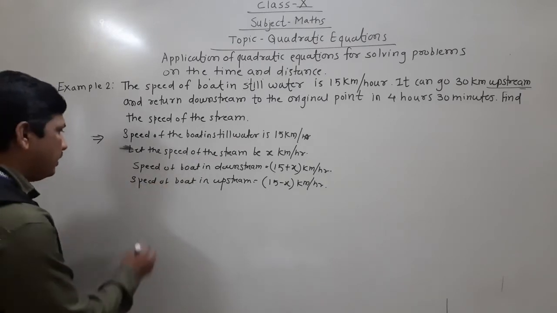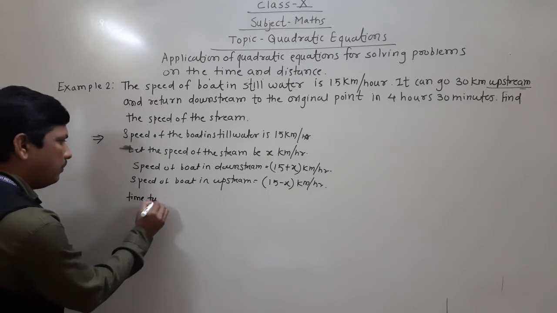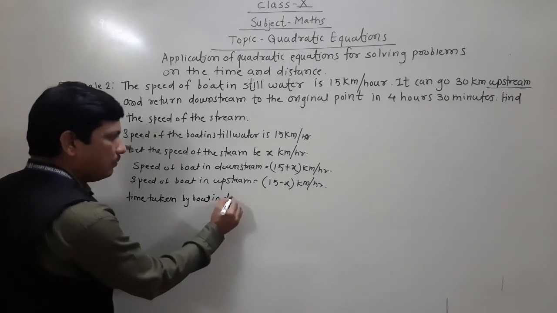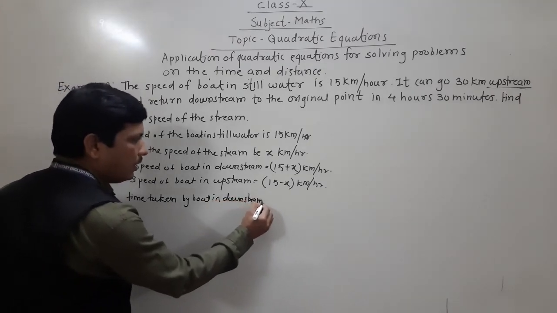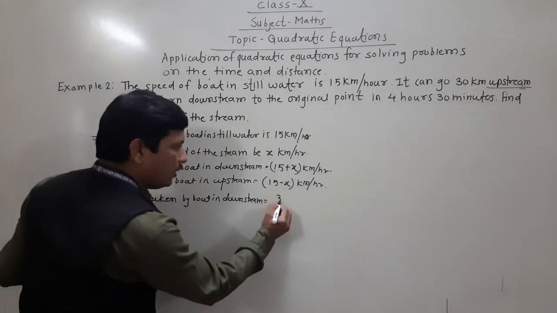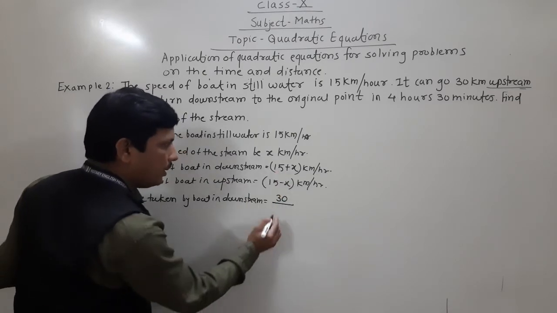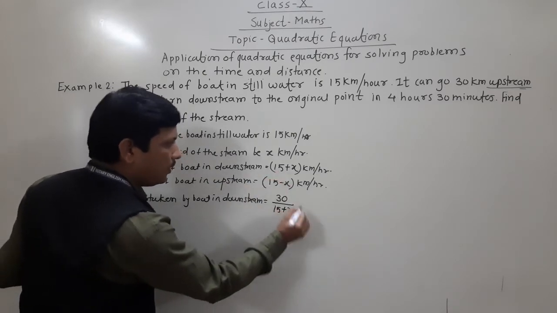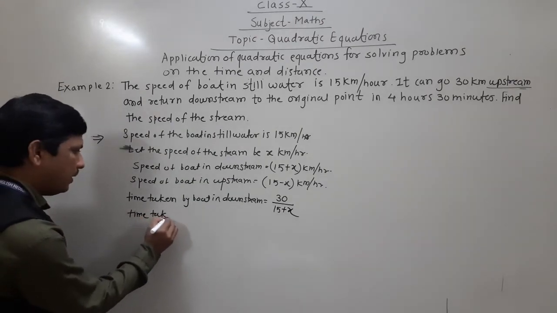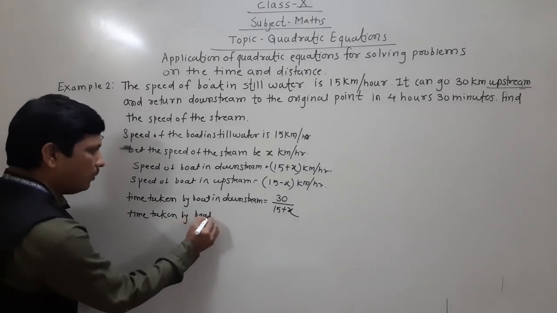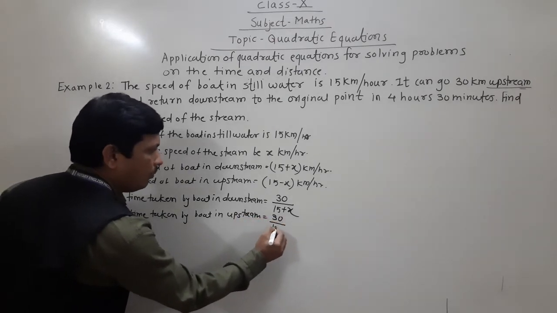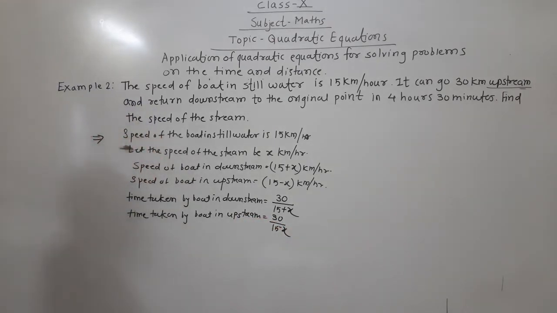So what we can write, speed of the boat in downstream we have and speed of the boat in upstream we have. Time taken by the boat in downstream: time is equal to distance upon speed. Distance is given as 30 kilometers, so 30 upon 15 plus x. Now again, time taken by the boat in upstream is equal to 30 upon 15 minus x.